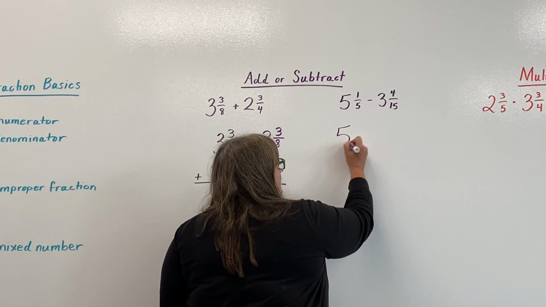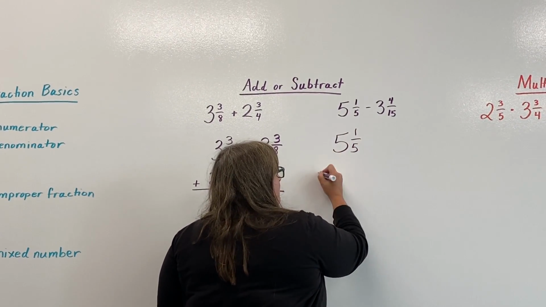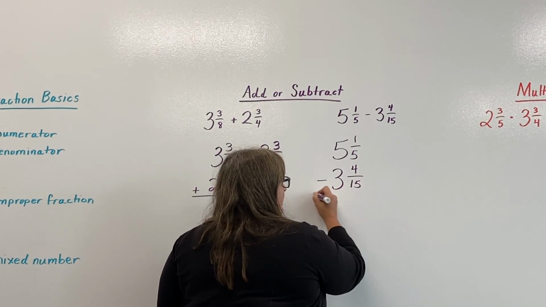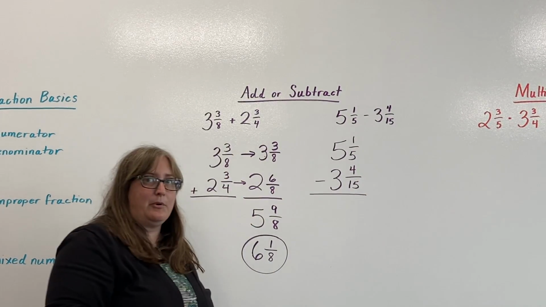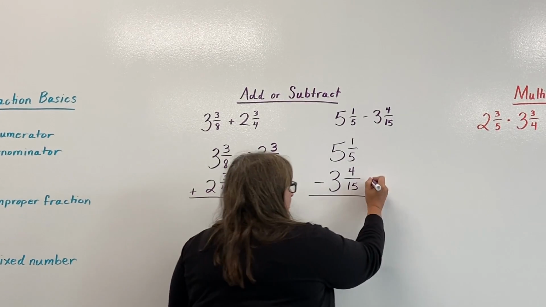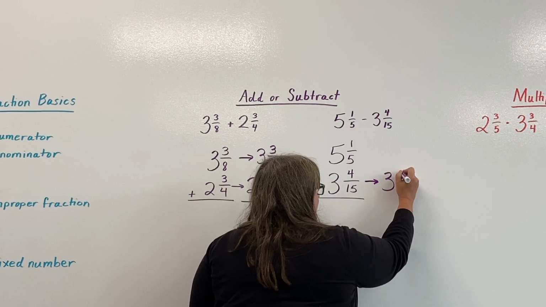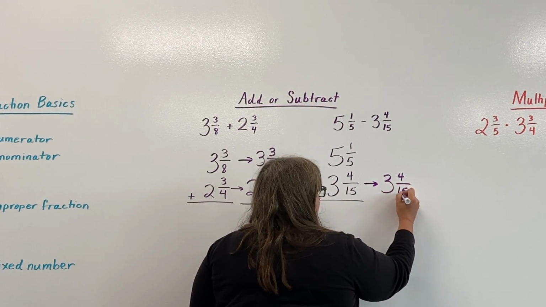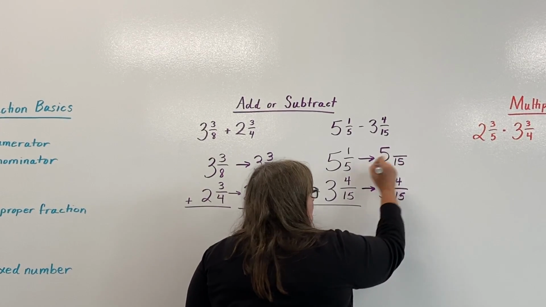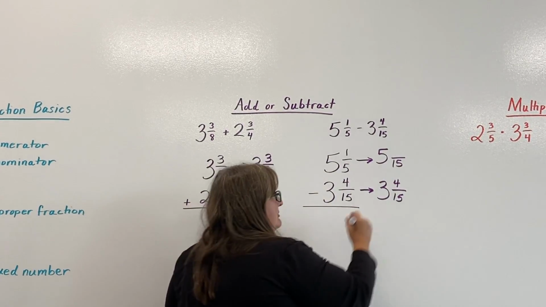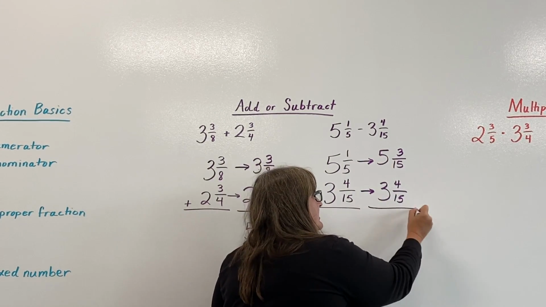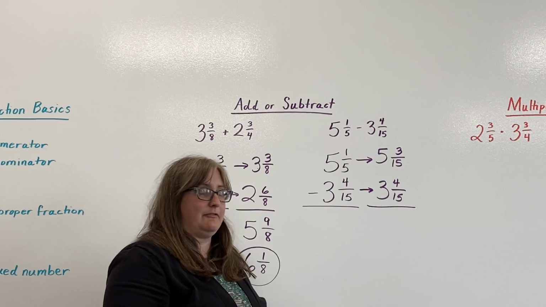We have 5 and 1/5 minus 3 and 4/15. So a common denominator that will work for both 5 and 15 is 15. So this fraction is going to stay exactly the same. This one, the denominator is tripling, so I'm going to triple my numerator. Now I can't do 3/15 minus 4/15. I'm going to have to borrow.